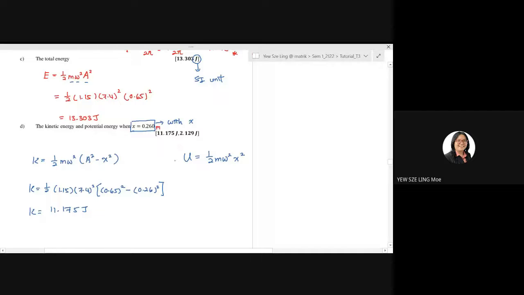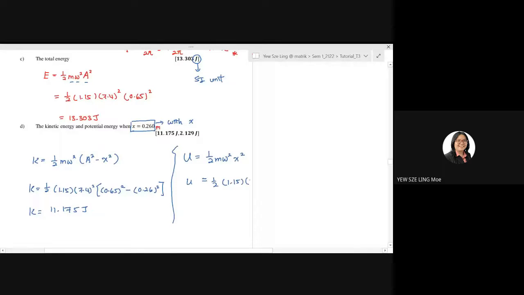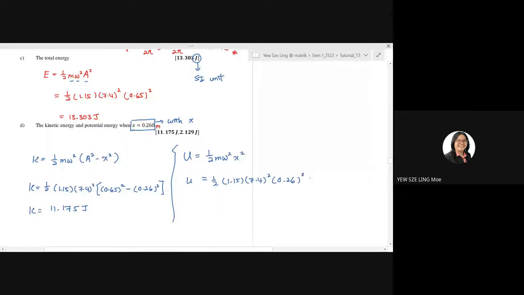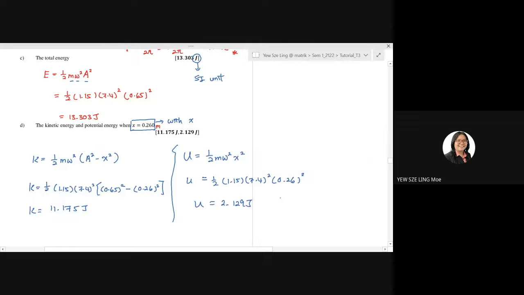So for U, it equals 1/2, 1.15, 7.4 squared, now my x, 0.26 squared. So U is then equals 2.129 joule. Right, 2.129 joule.